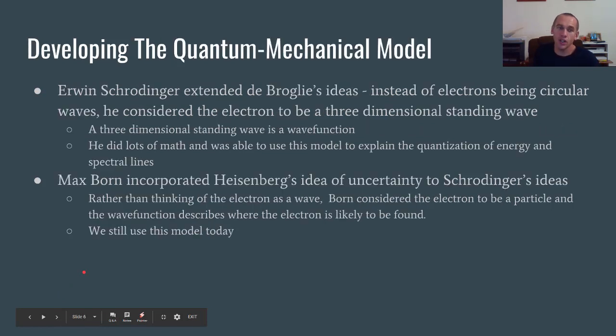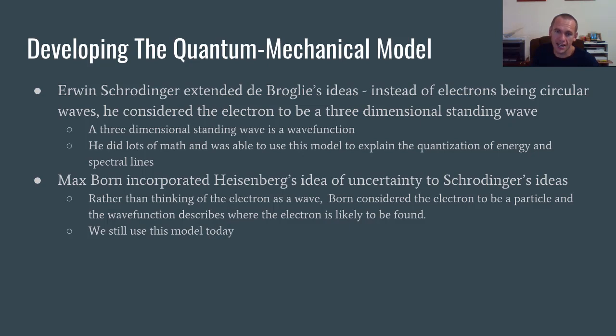And so Schrödinger and Max Born developed the idea of the quantum mechanical model of the atom, which extended this idea of wave behavior into 3 dimensions and then put it back into a particle. Schrödinger said, let's not confine these electrons to moving in circular waves around the nucleus, but rather as a 3-dimensional wave form around the nucleus, a wave function. And so he developed the mathematics to describe this wave function, this 3-dimensional standing wave around the nucleus.